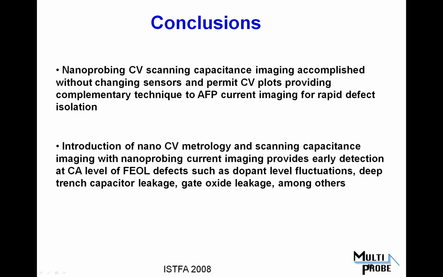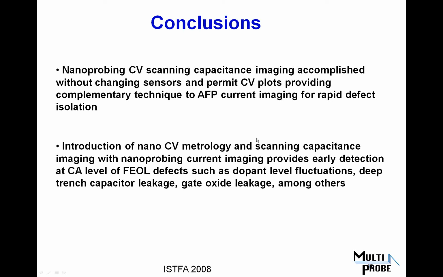So in conclusion, the nanoprobing CV scanning capacitance imaging is accomplished without changing the sensors. It's done at a CA contact level with a minimum amount of sample preparation, and it is complementary to atomic force probe current imaging for rapid defect isolation. So it's another imaging type technique in addition to AFP current imaging.